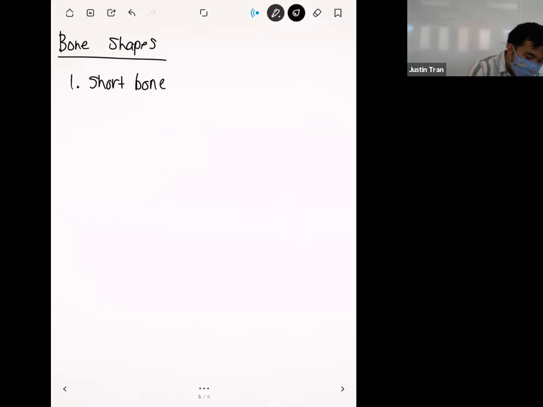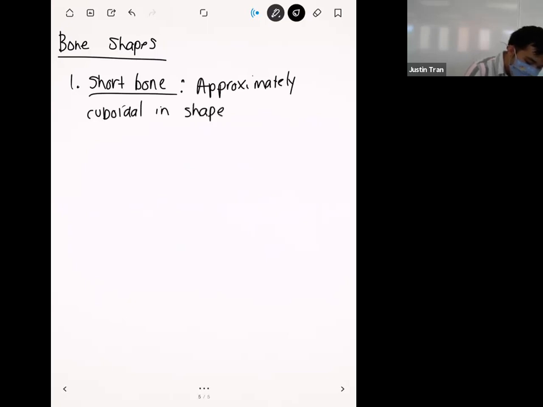The opposite of a long bone. Short bones come in lots of different shapes and sizes, but approximately you can think of them like a cube. When I say it's cuboidal in shape, I don't actually mean it looks like a cube, but what I mean is that its form factor is approximately the same length in each direction.